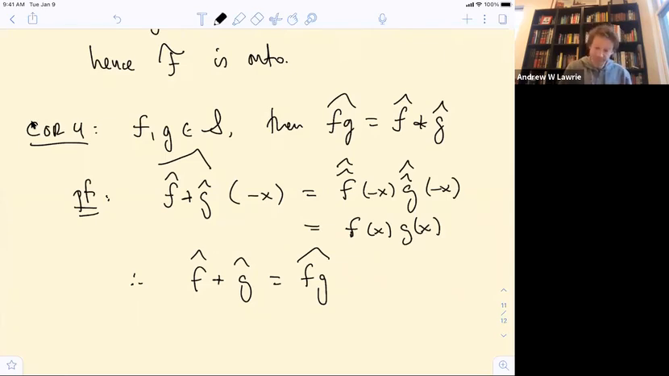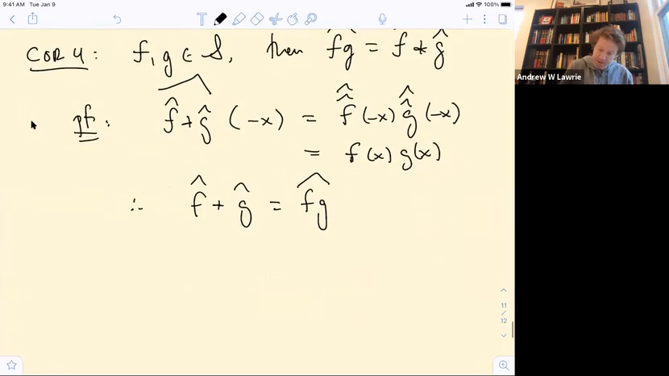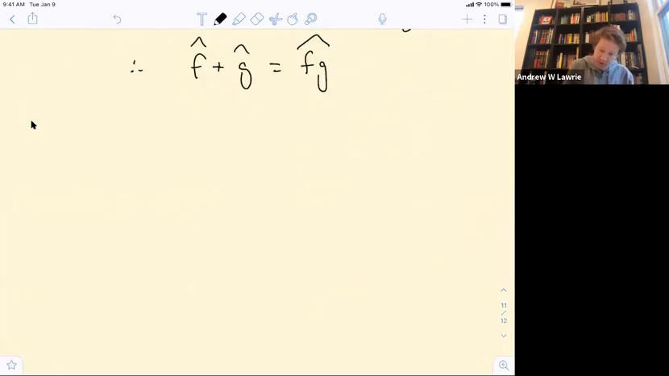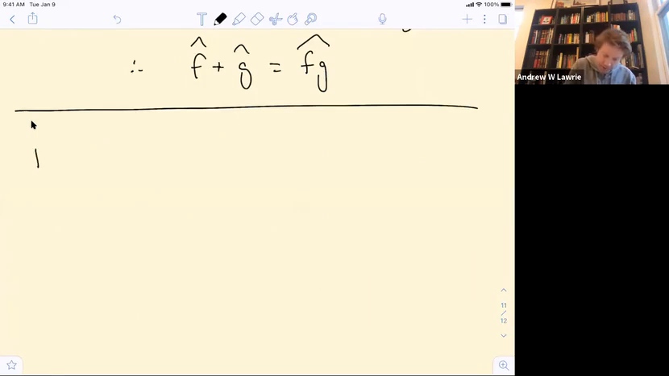And the last corollary, which maybe we shouldn't call a corollary anymore, but a theorem, it's an important theorem: not only is this map a bijection of the Schwartz space, but it's also an isometry. In particular, it preserves the L2 norm. So this is the Plancherel theorem, and the analog of this in Fourier series is Parseval's identity.